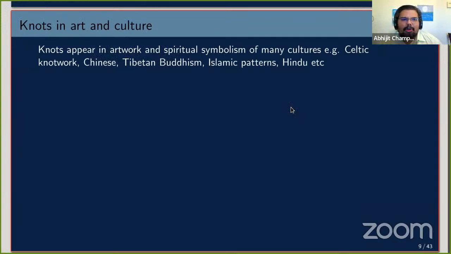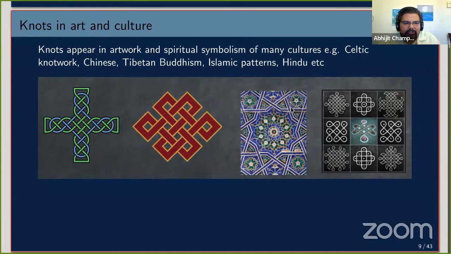So, just something about the origins of knot theory. Knots have been appearing in artwork and spiritual symbolism of many cultures throughout history. They are just beautiful objects to draw. And you may recognize some of these pictures. There are some Celtic knots on the left.